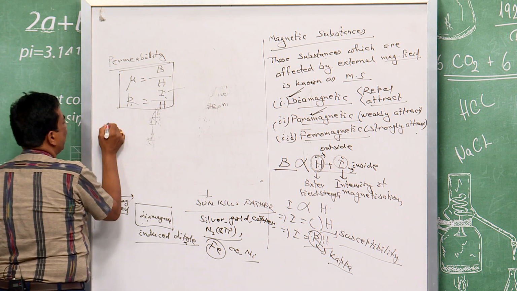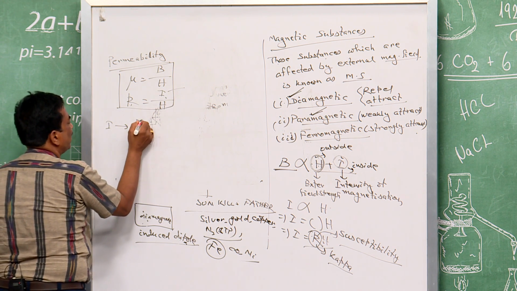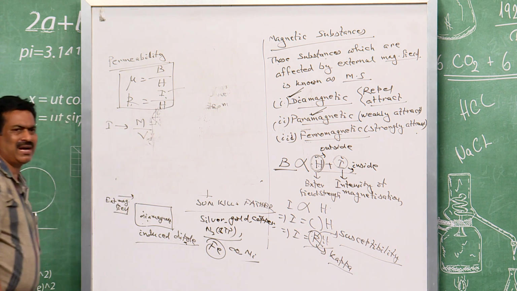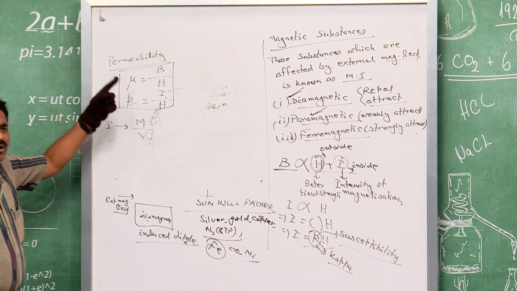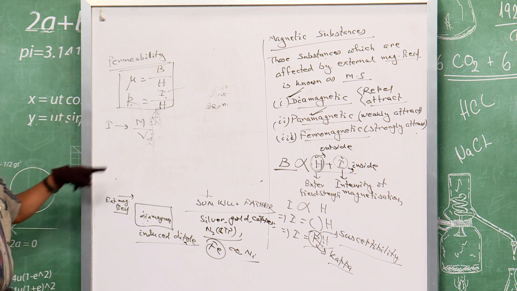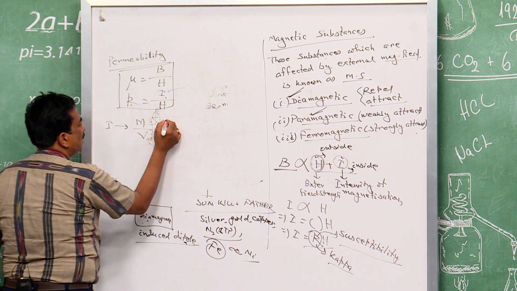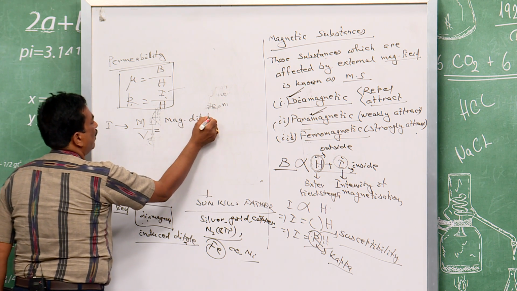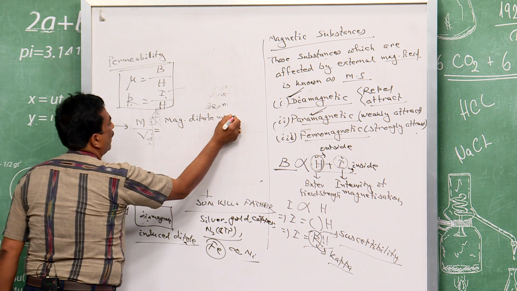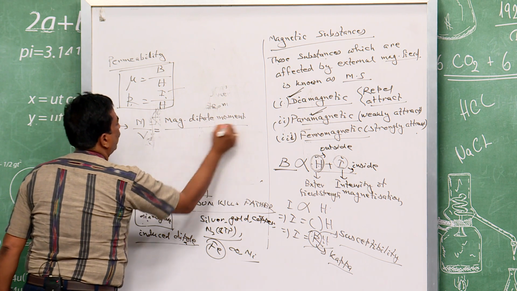But what is I? Intensity of magnetization. It is defined as the ratio of the magnetic dipole moment per volume.